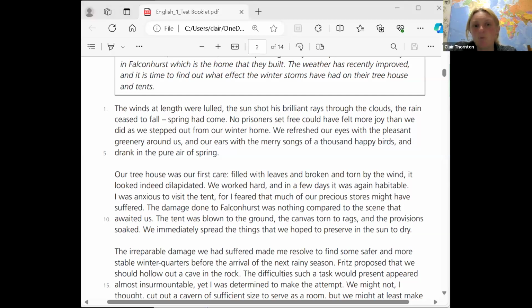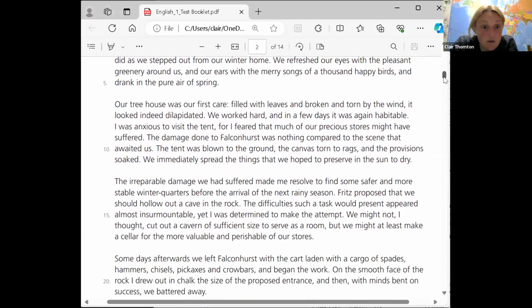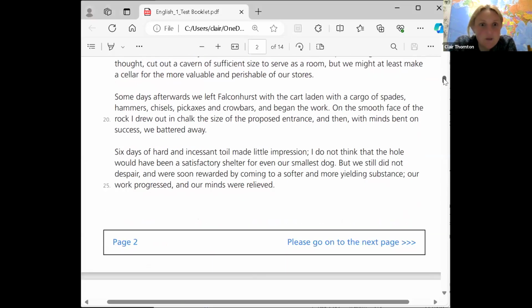Why did the family feel relieved after they had started their work? We're on line 25 for this one. Why did they feel relieved? So first of all, go to line 25. It's telling you where to look, so don't not use that. That is a help. Read the whole paragraph.